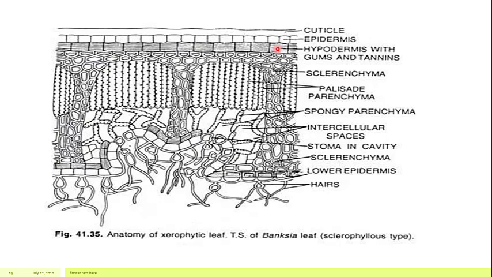Whether it is the multiple layered epidermis, the cutinization, the hypodermis present after the epidermis, or the sunken stomata, these are all made to reduce water loss.